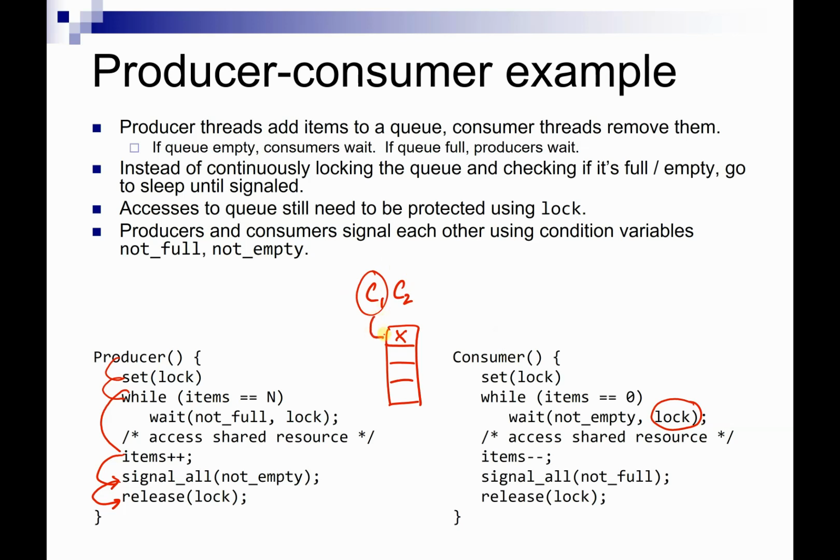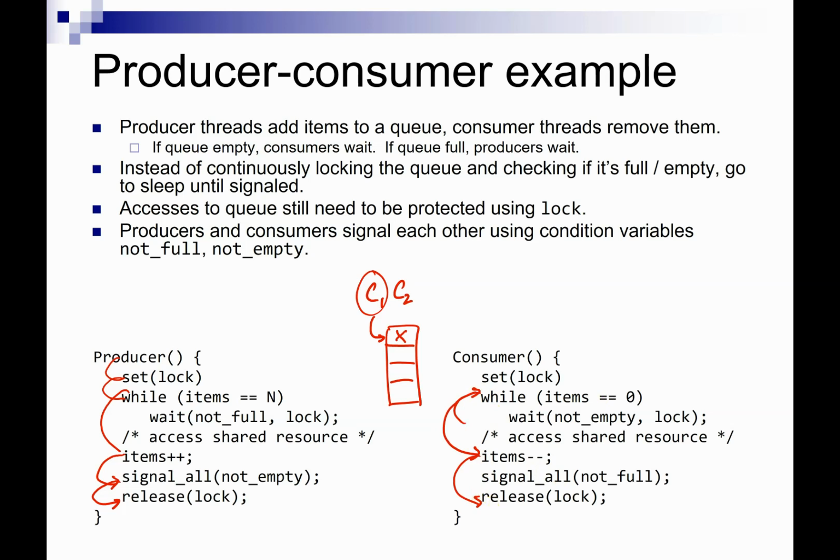He's going to go over here. So C1 wakes up and gets the lock. And now C1 is actually in this part of his execution, in the while loop. After he gets the lock, he's going to go back to the beginning of this while loop and check whether items equals 0 again. Currently there's one item in there, so items equals 1. So C1 can go over here and decrement items. And then he's going to send his signal of not full, and then he releases the lock.